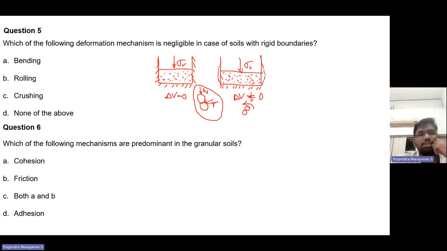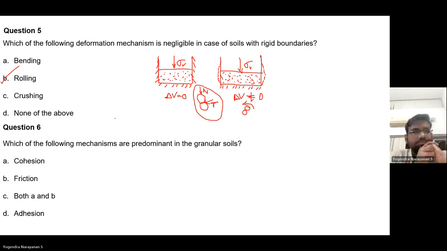Hence, since the question pertains to rigid boundaries, and we also revisited why rolling is minimal in case of rigid boundaries, it is obvious that rolling is the negligible mechanism in the given boundary condition.